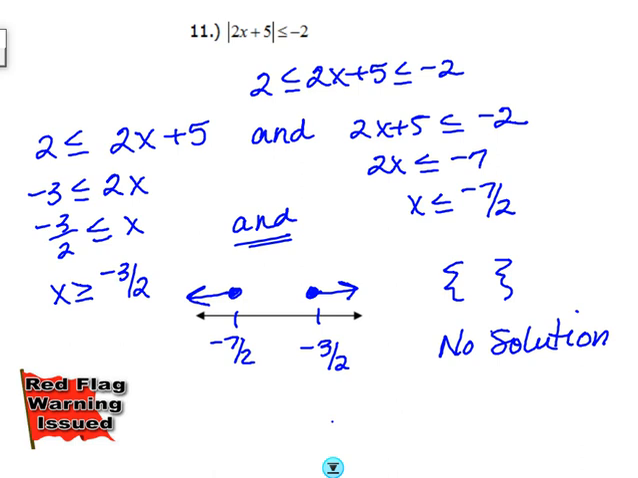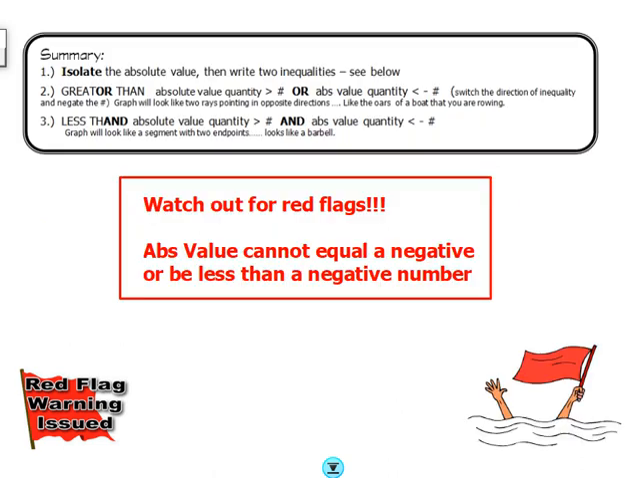And here again, think back to the original. If you've got a positive number, that's never less than a negative number. So that's why it's no solution. So hopefully you'll recognize it from there. So warning, anytime you see negatives in absolute value, watch out for unusual circumstances.